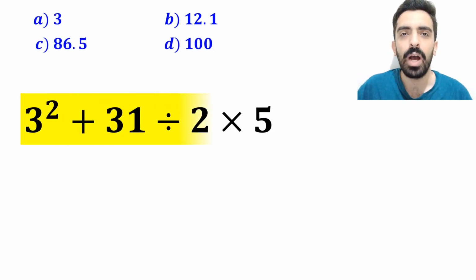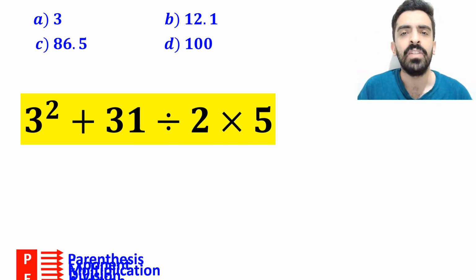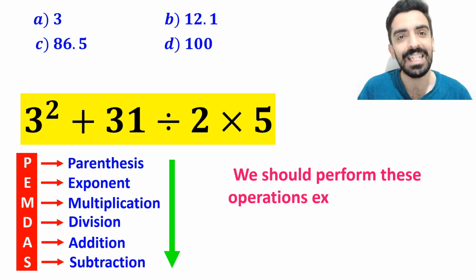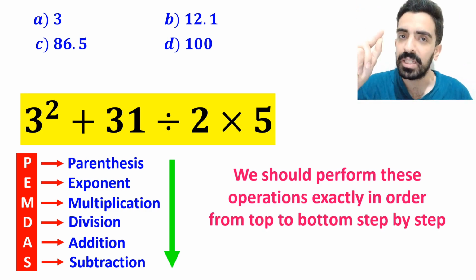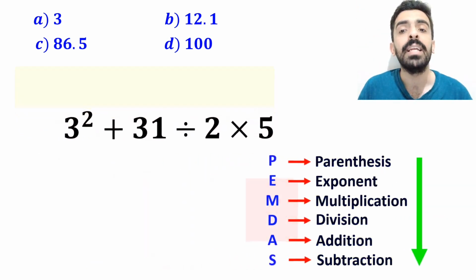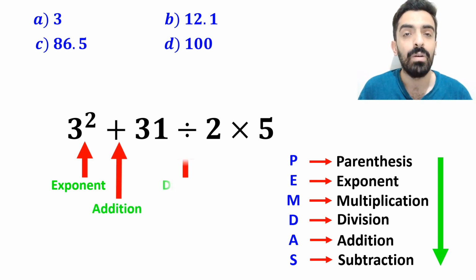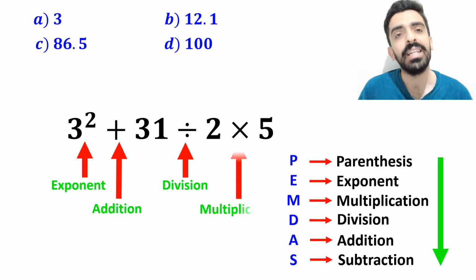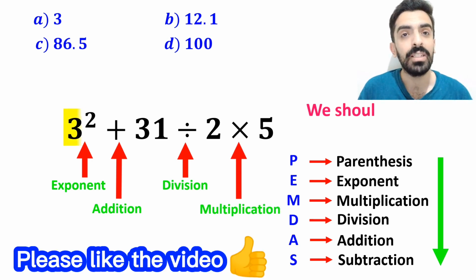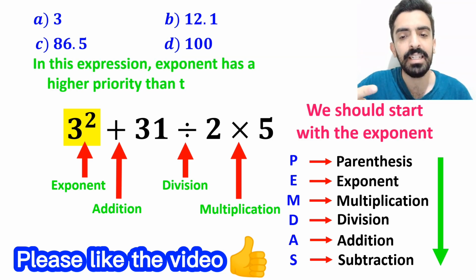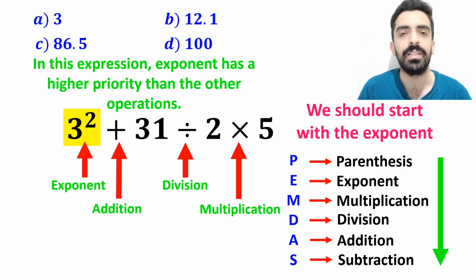Alright, now let me show you how to solve this expression properly. To solve this question, we must follow the PEMDAS rule. We should perform these operations exactly in order from top to bottom, step by step. Okay, as you can see in the image, in this expression, first we have an exponent, then an addition sign, followed by a division, and finally a multiplication. We should start with the exponent, because in this expression, exponent has a higher priority than the other operations.